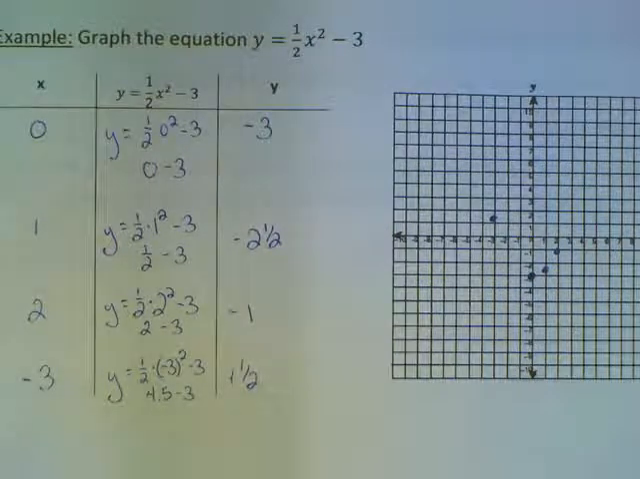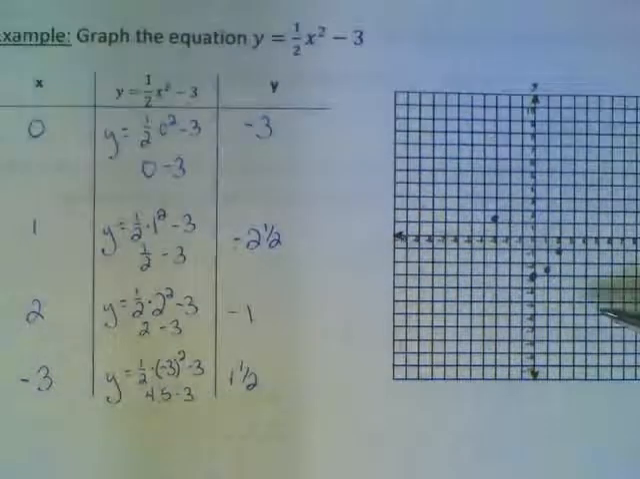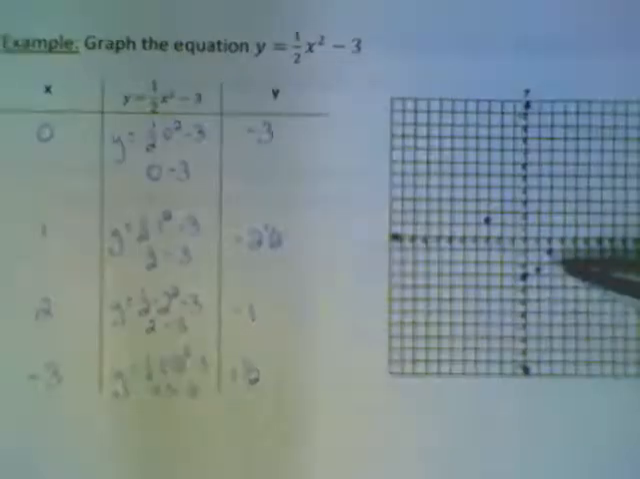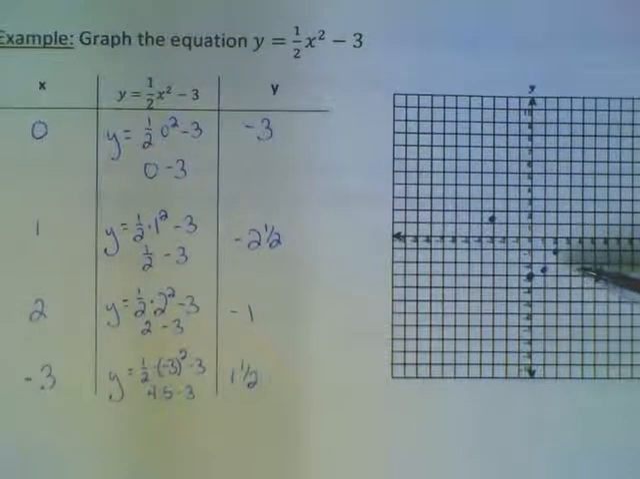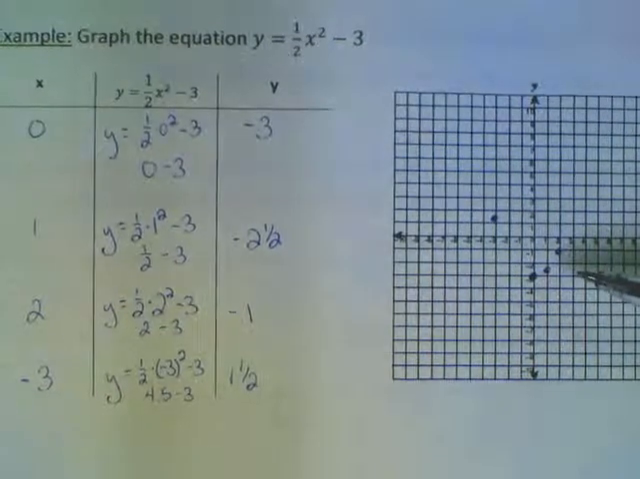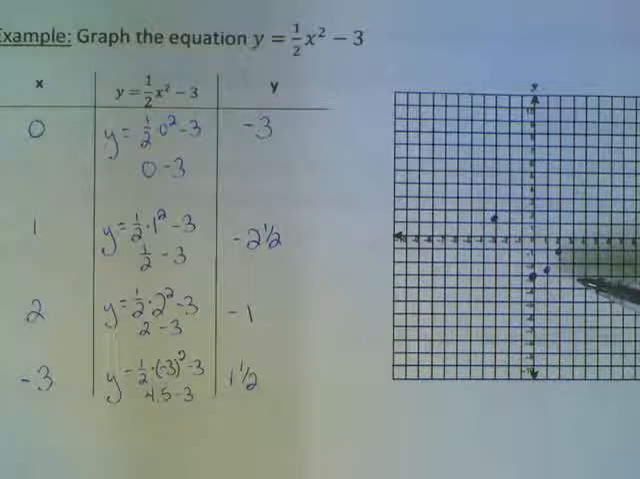Yikes! I tried 1, 2, and negative 3 for x, and when I graph these points, it doesn't seem to really fit any sort of pattern. I'm going to need to try a lot more points before I can really see the picture of this graph.